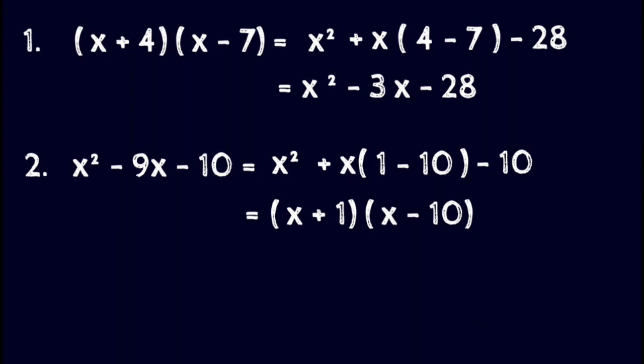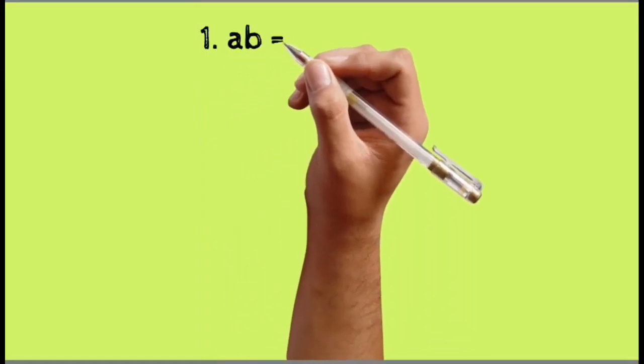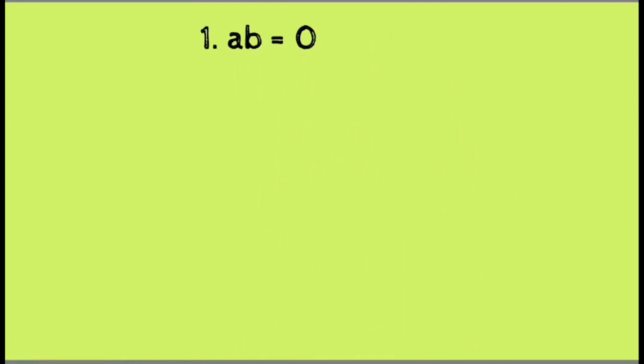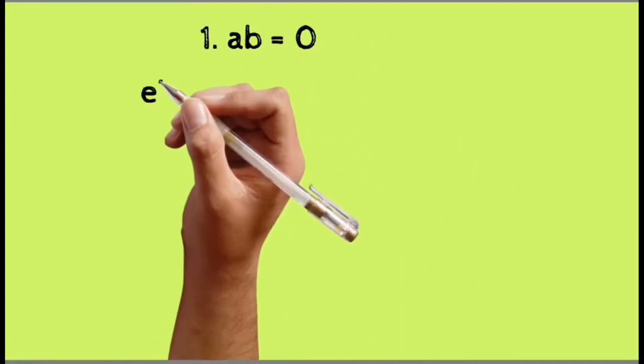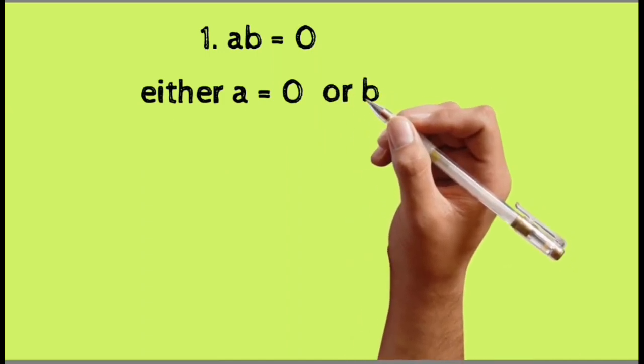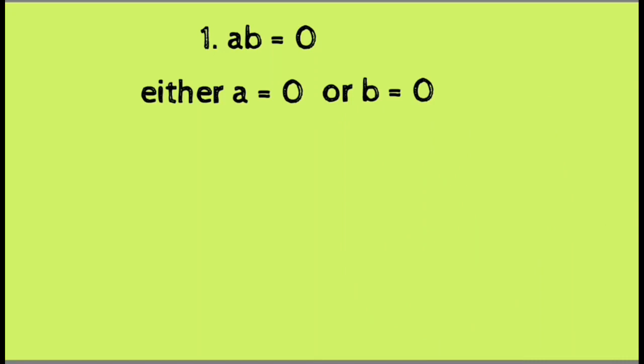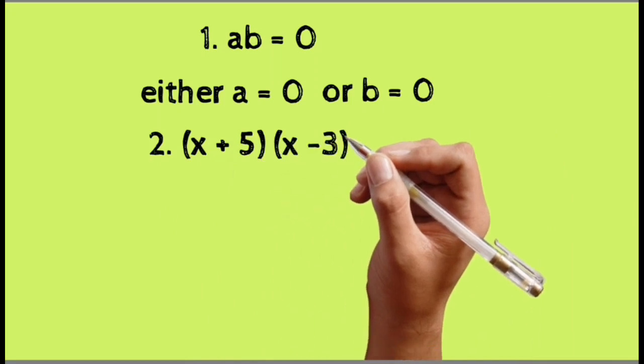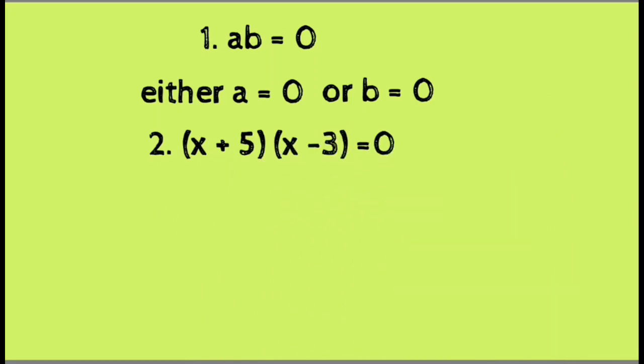Once I can factorize a quadratic trinomial like this, it means I am now ready to solve a quadratic equation using the technique of factorizing. If I have A times B equal to 0, it means either one of those factors is 0. Either A is equal to 0 or the other factor, which is B, is equal to 0. Now the factors in this case are going to be binomials. For example, x plus 5 times x minus 3 equals 0.